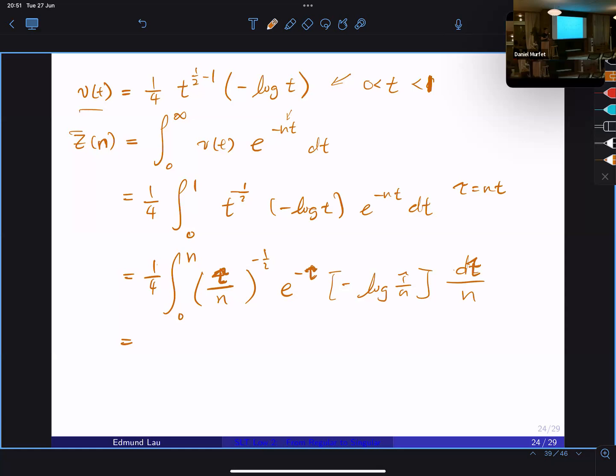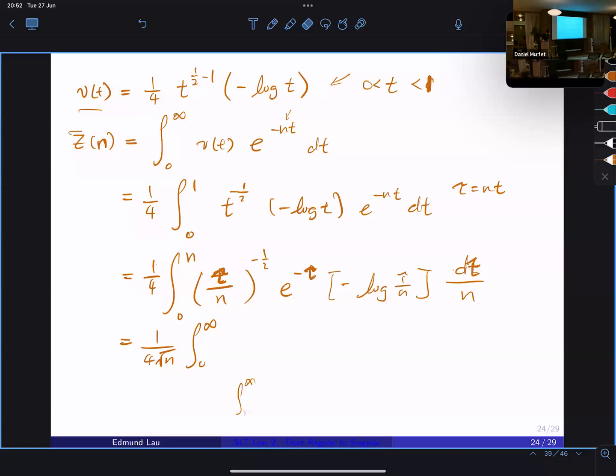Those are taus. Okay. So you get 1/4 root n. I'm going to go 0 to infinity, and then lump the minus. The integral from 0 to n is just 0 to infinity minus the n to infinity integrals. I'm just going to lump all that at the end. So tau to the half e to the negative tau d tau, minus.